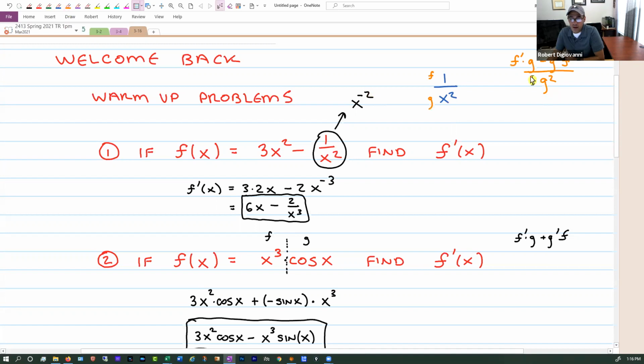And if you do that, let's just walk through it. What would the derivative of f be? 0, because 1 is a constant, right? So the derivative of 1 is 0 times g, the bottom is g, that's x squared, minus, now the derivative of g, what's the derivative of g? 2x, and then times f, and f is just 1.